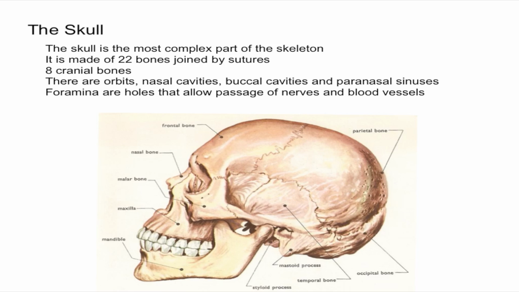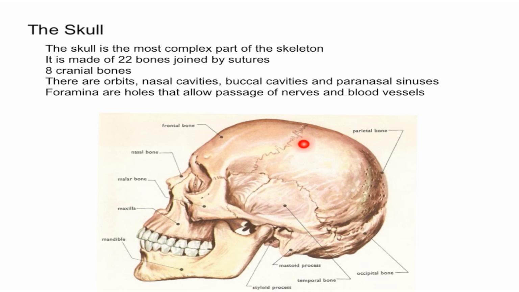So in this video, I'm going to give an overview of what the skull is and the anatomy of the skull. So the skull is the most complex part of the skeleton, and the skull is composed of 22 bones, and the 22 bones are joined together by these things called sutures.